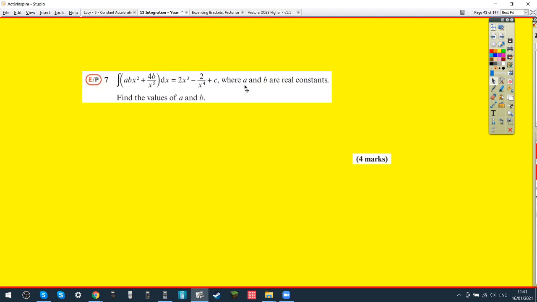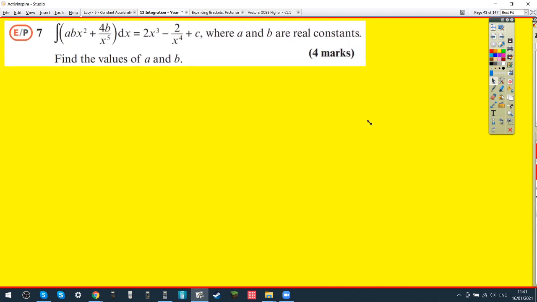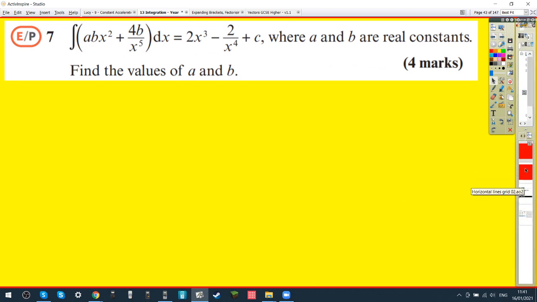Let me see this one. Find the values of a and b. Let me see something here. All right.